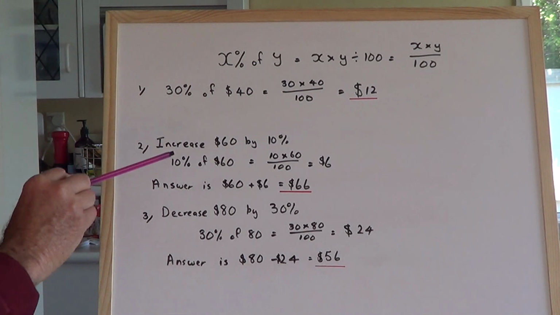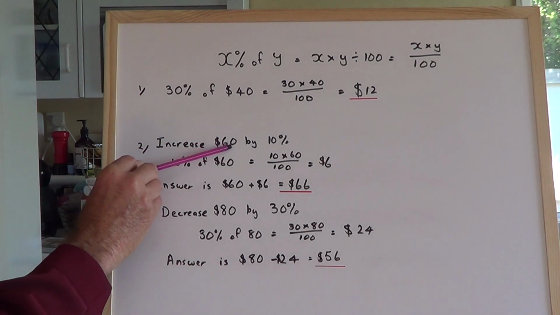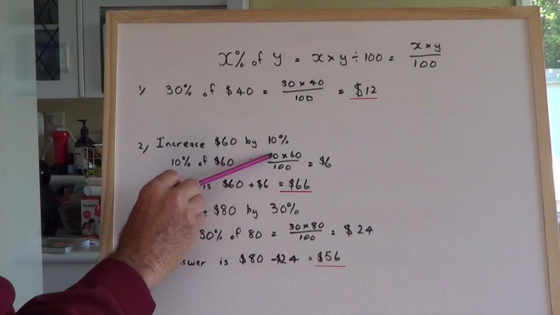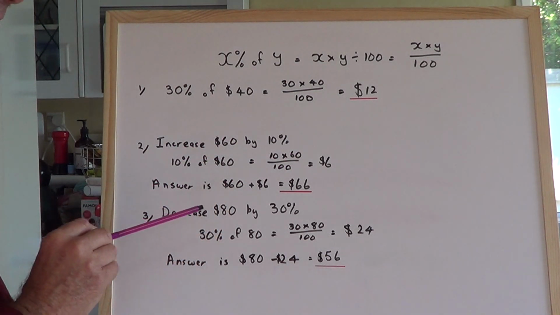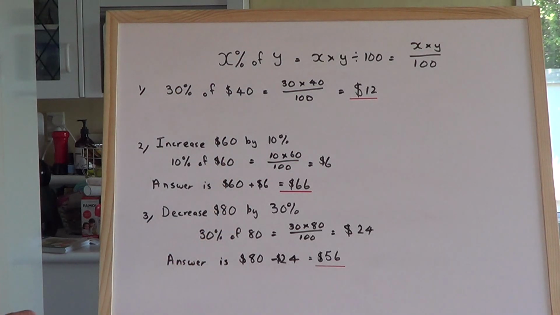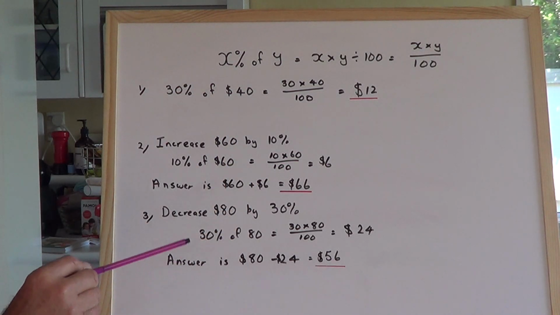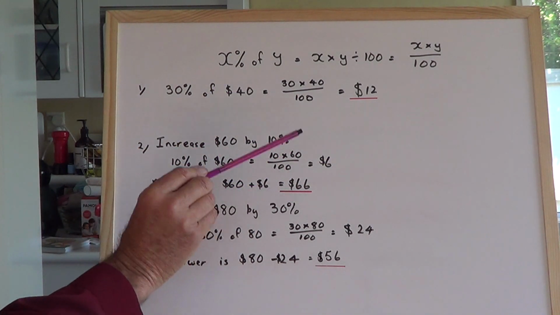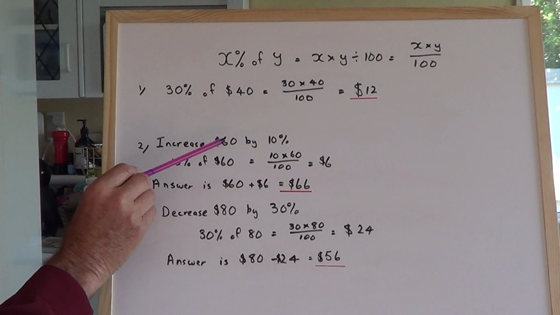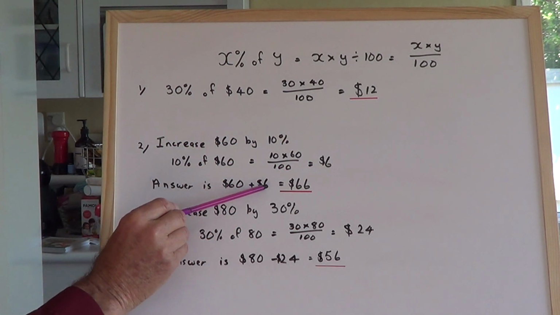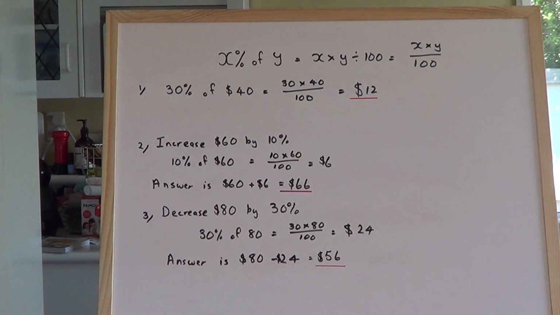Next question, we have to increase $60 by 10%. We have to calculate 10% first. 10% of 60 is 10 times 60 divided by 100. Cross out the zeros there and there, there and there. The answer is $6. Well, not the answer, sorry. That's 10%. The real answer is actually 66 because we have to add that $6 onto the 60. 60 plus 6 is $66.